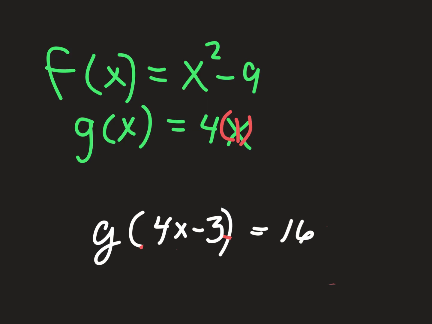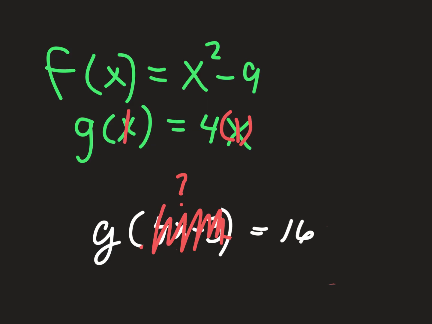All right, this is what I mean. To me, that makes the problem so hard I can't think. So I scribble that out and I go, what needs to be here? G of what would be 16? G of some number would give me 16.